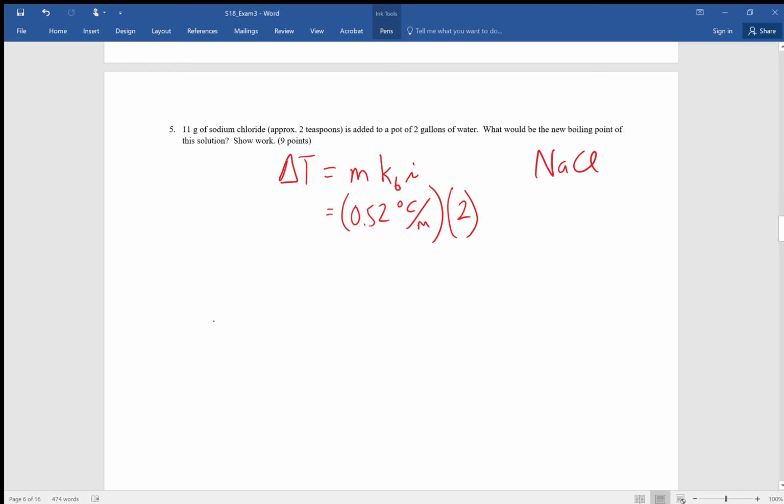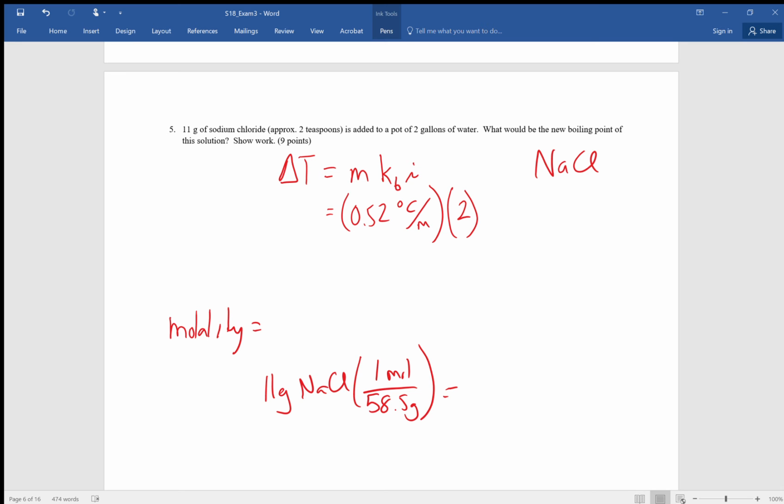To calculate molality, we need the moles of the solute. So 11 grams of sodium chloride times 1 mole over 58.5 grams. So that's going to be our number of moles of sodium chloride. We got 0.19 moles.